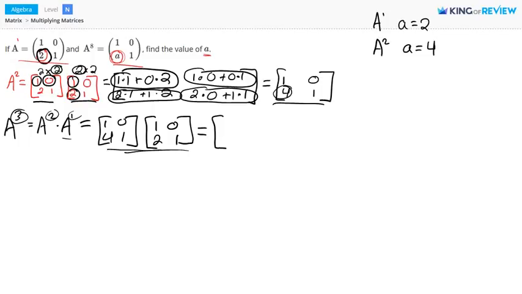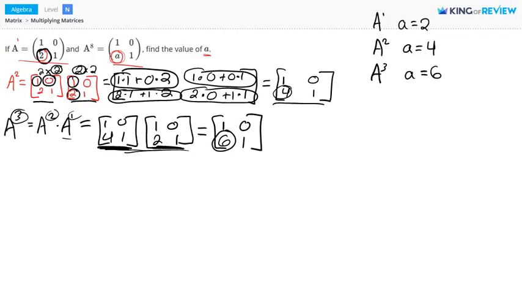So we're going to do the same setup as we did here for A squared. We multiply the corresponding entries in the first row of this matrix times the entries in the first column of the second matrix, and then add those two products together. So when we do this, we get the matrix 1, 0, 6, 1. So now we found out that matrix A cubed gives us an a value of 6. That's this lower left-hand entry.